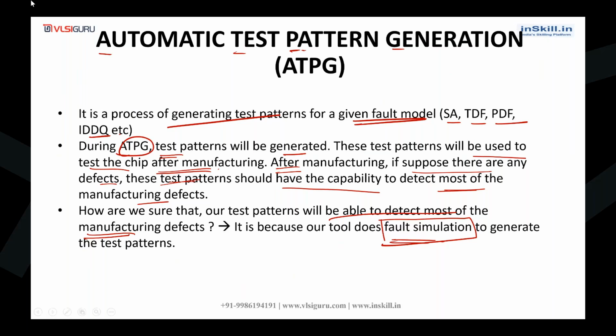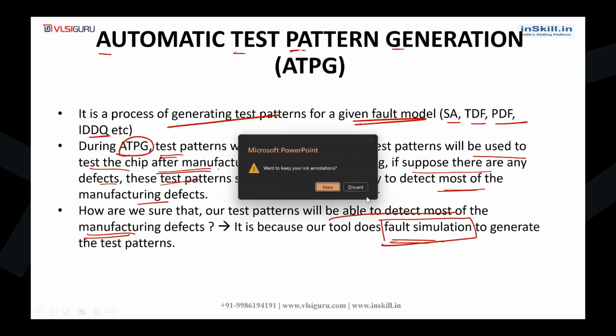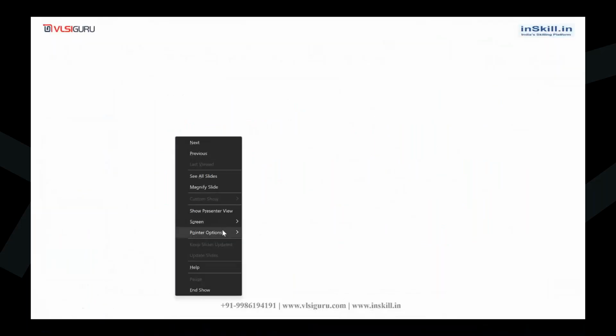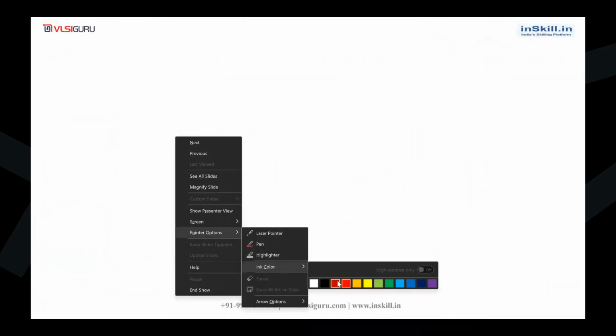And what are all the topics we will be covering during our ATPG topic? We will cover what is ATPG. We will also cover fault simulation.